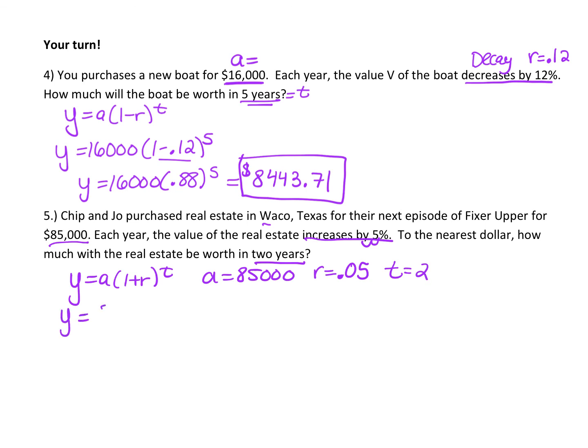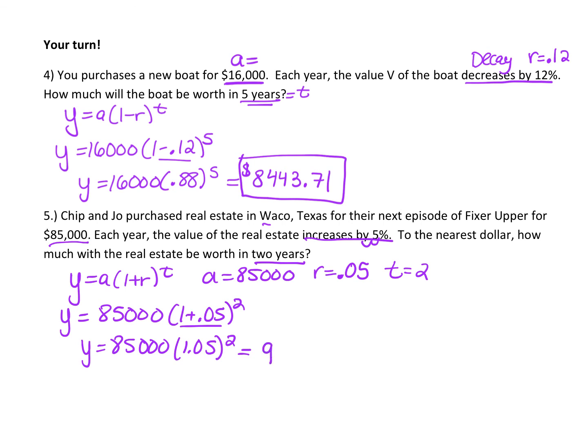So I'm going to take everything I know and plug it into my equation. I'm always going to simplify what's in my parentheses. So I'll get 1.05. Then I'm going to type this whole thing in my calculator. And I'm going to get 93,712.5, but remember it's money, so it's 0.50. So $93,712.50 is how much the house will be worth in 2 years.